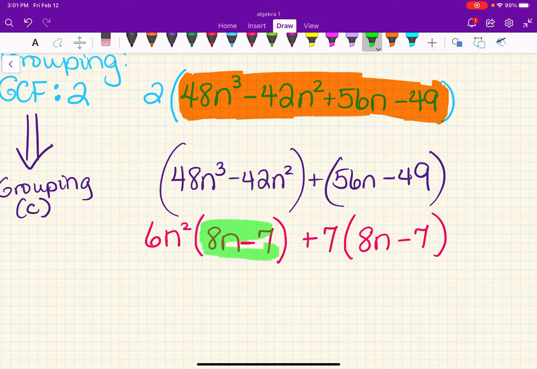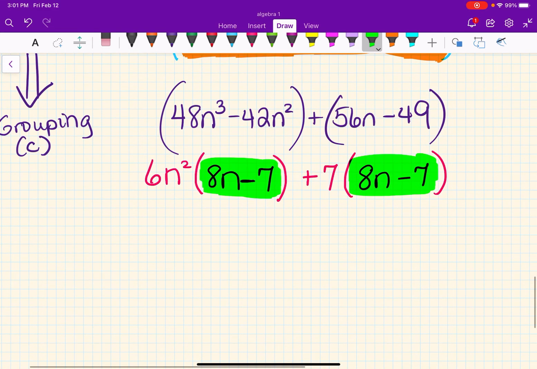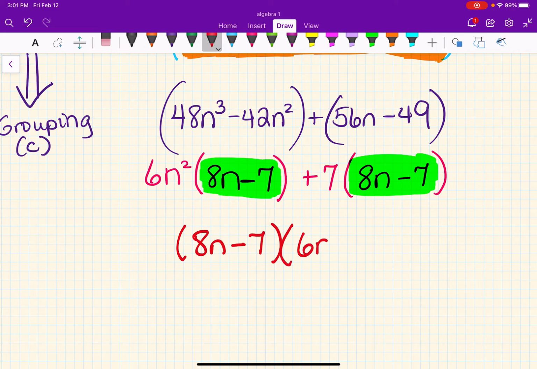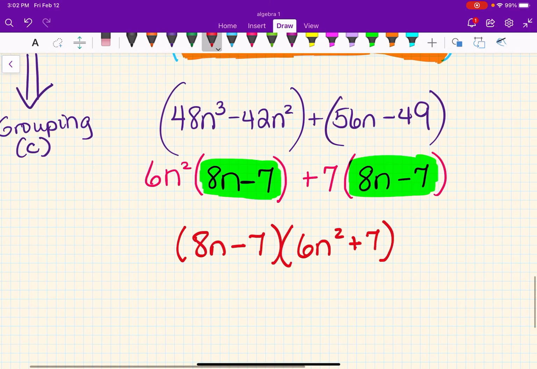If your chunks don't match, something went wrong somewhere and you need to go back and start again. If our chunks match, we write the matching chunk just once because we're actually taking that as the greatest common factor. And then we put our leftovers in the other group. And if we were to FOIL this or box this, we would get back our original equation. Now we'd get it back without the 2 on it. So to make it completely right, we need to put the 2 on there to remind ourselves at the very end we have to multiply by 2.